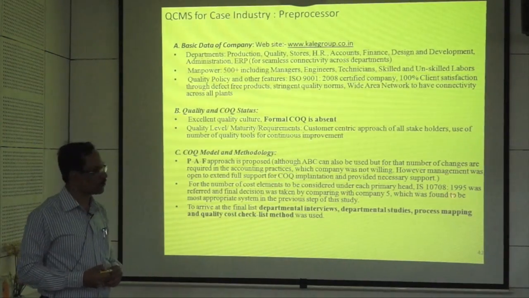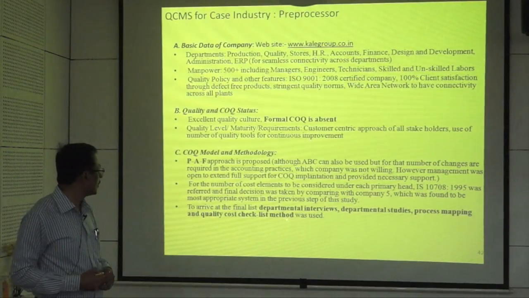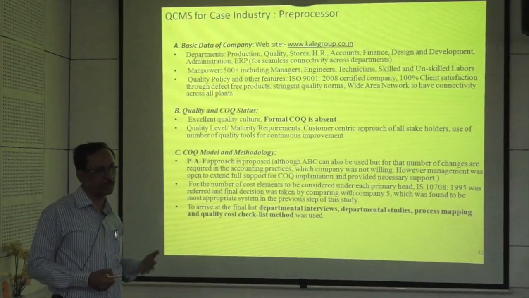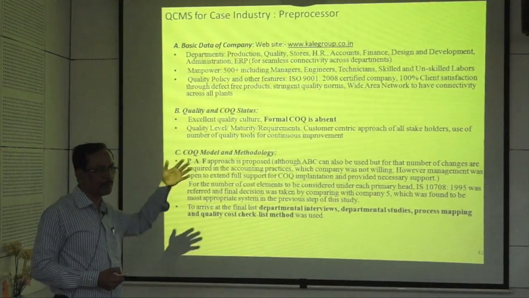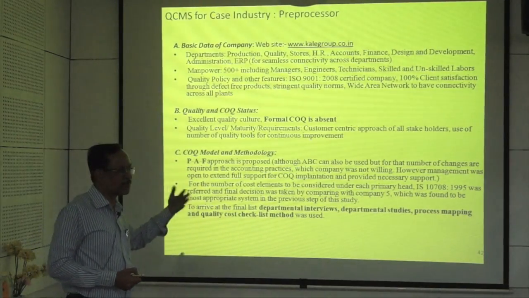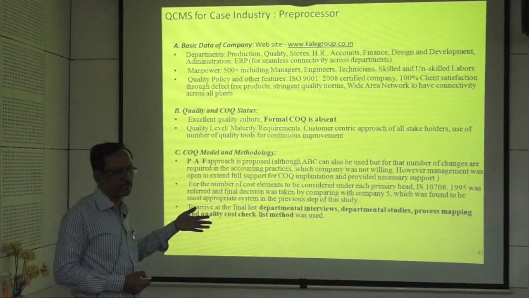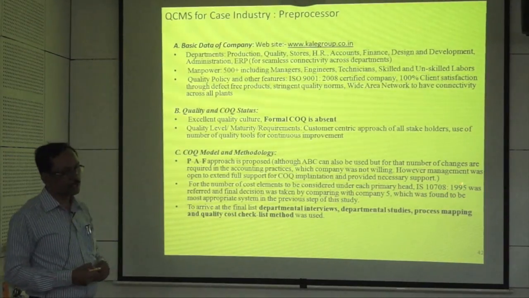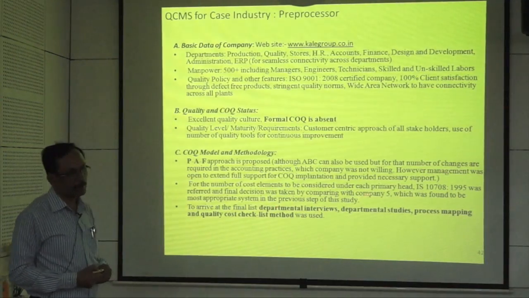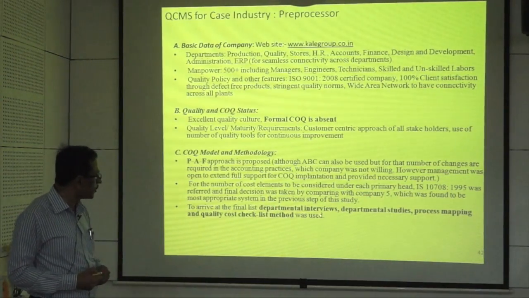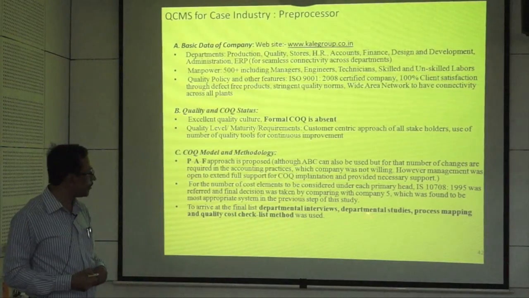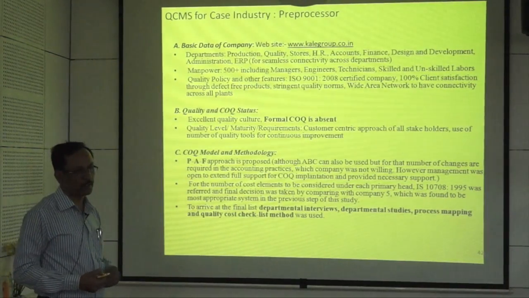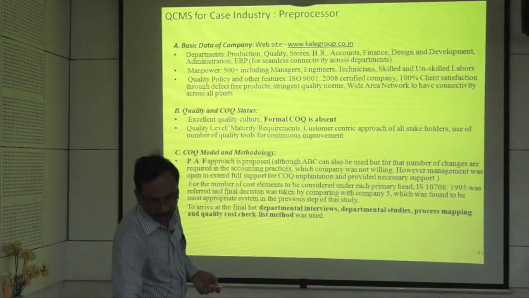The number of cost elements had to be decided. I referred to this standard, and also referred to company 5 for the different elements they have taken, because from my previous study it was found to be the best working cost of quality system. To arrive at the final list of cost elements, I made use of these tools: departmental interviews, departmental studies, process mapping, and quality cost checklist. That we have done.